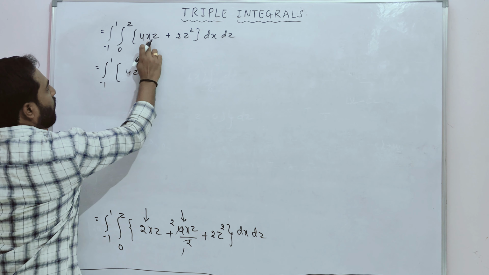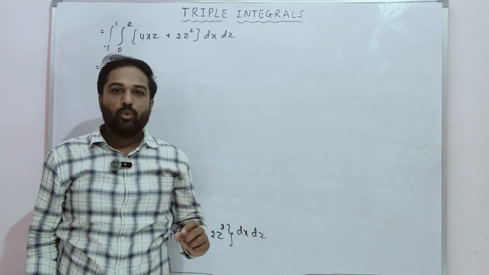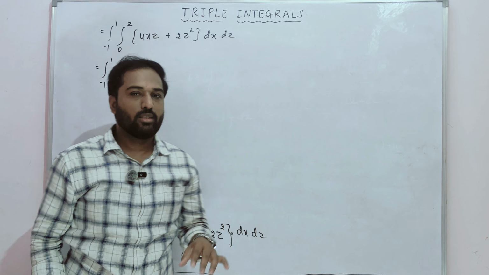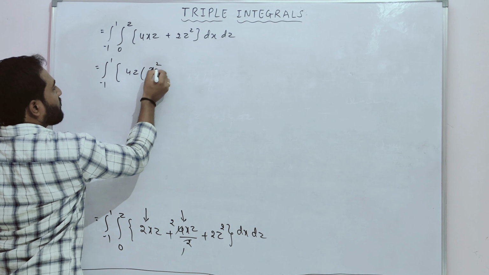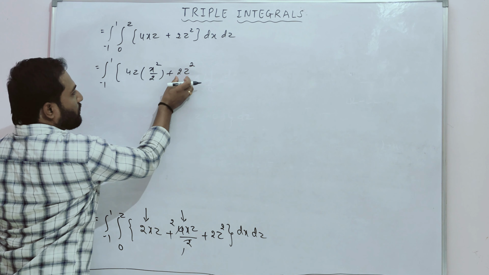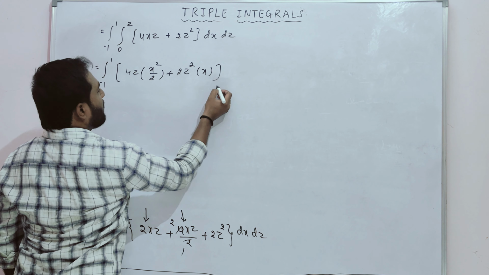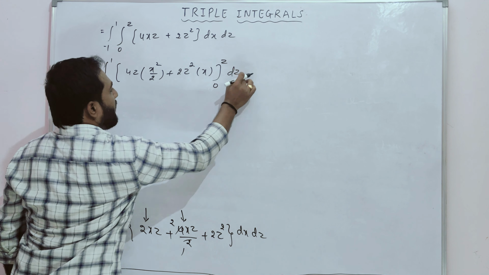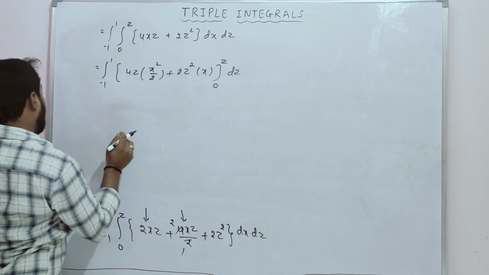4z are constants. Only we need to integrate whenever integrating with respect to dx. With respect to dx, x will be integrated and y and z are constants. So here we have 4z as it is. So it becomes x square by 2 plus 2z square is totally constant with respect to x, kept as it is, into x is its integration. So the limit will be 0 to z and this dz as it is. So this is a simple integration.